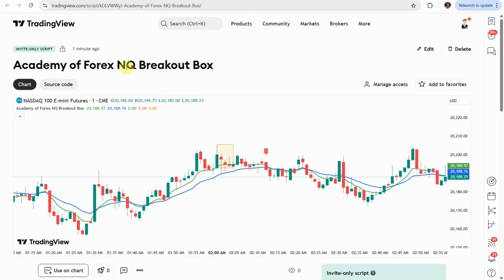Then there is the NQ breakout box. This one's kind of in the middle of the two. It gives a reasonable number of trades in one day's time without being too insane and wild, and gives enough that you don't have to just sit on your hands and expect only one or two trades a day type setup.